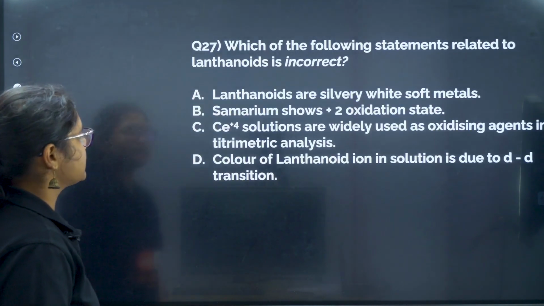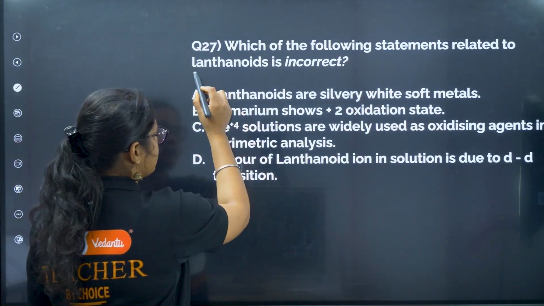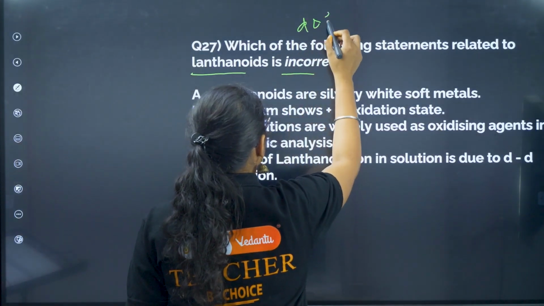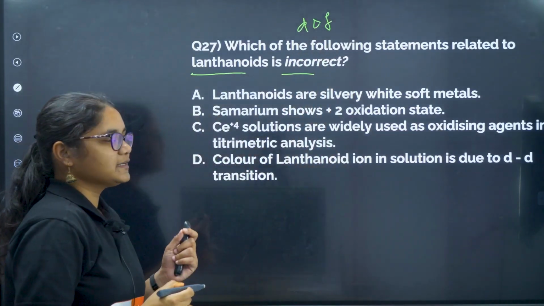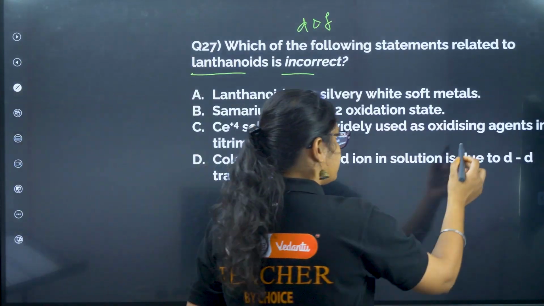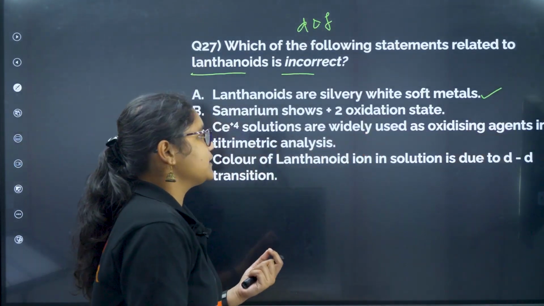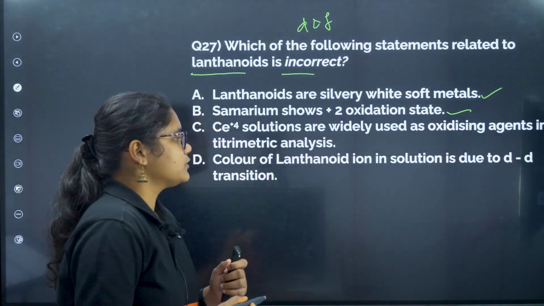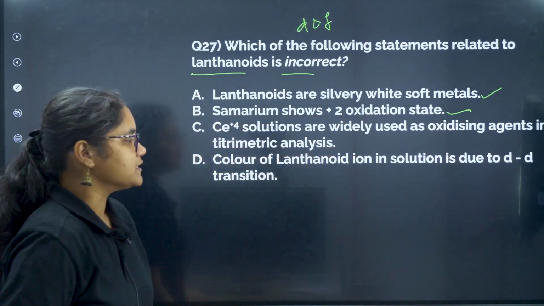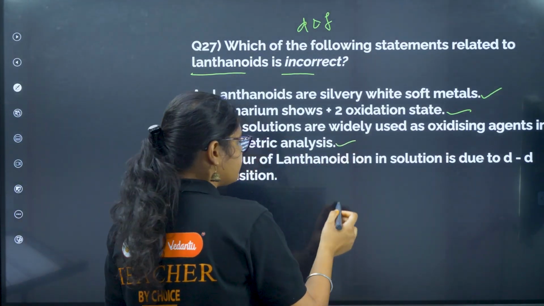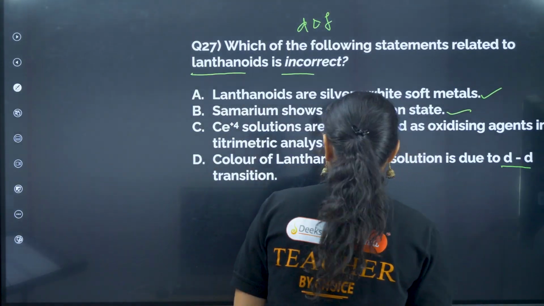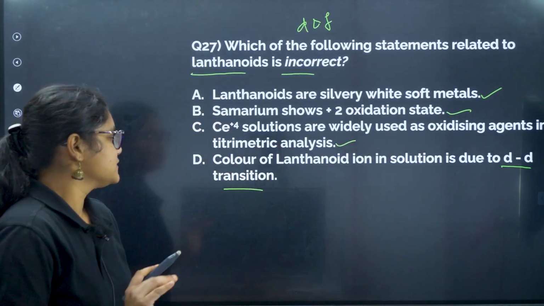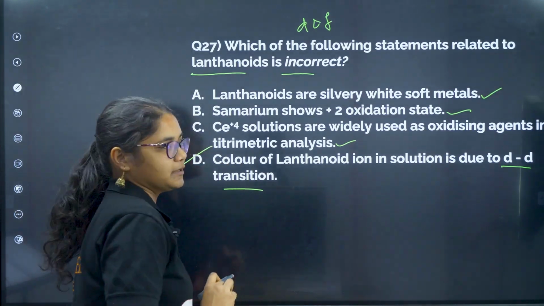Now let's see the next question. Which of the following statements related to lanthanoids is incorrect? This is again from D and F block. Lanthanides are silvery white soft metals. This is correct. This was a very easy question. Samarium shows +2 oxidation state. This is also correct. Ce4+ is widely used as an oxidizing agent. This is also a correct statement. Color of lanthanides in solution is due to d-d transition. This is incorrect. This is due to f-f transition. So the correct answer for this question is option D.